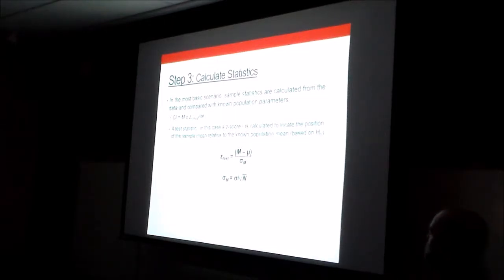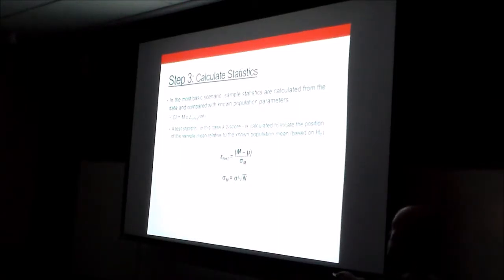So with our z-test, we're taking our sample mean, subtracting a reference value, that reference value being the known population mean, and dividing by the standard error of the mean. Standard error is calculated as the population standard deviation divided by the square root of our sample size.